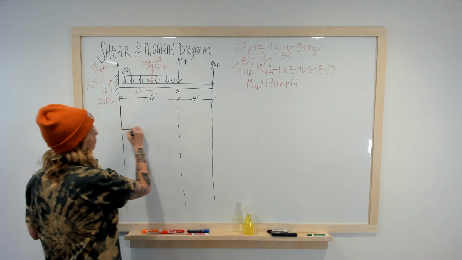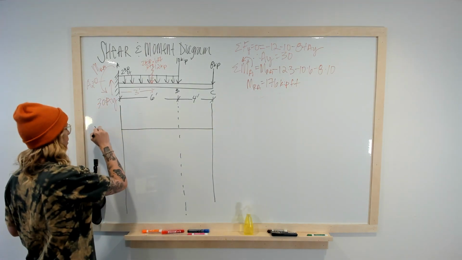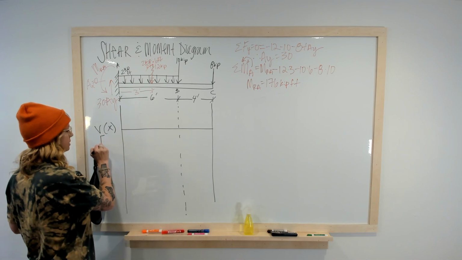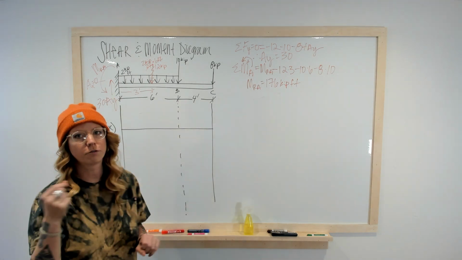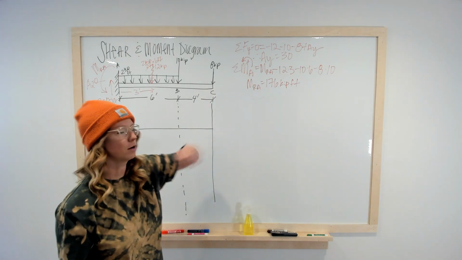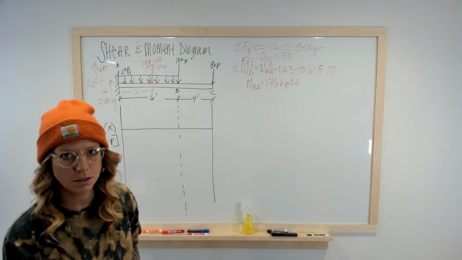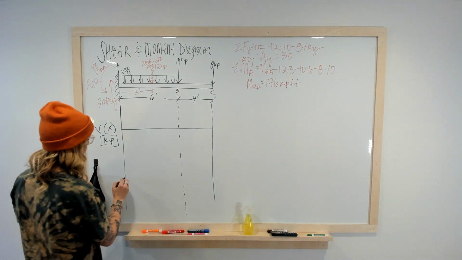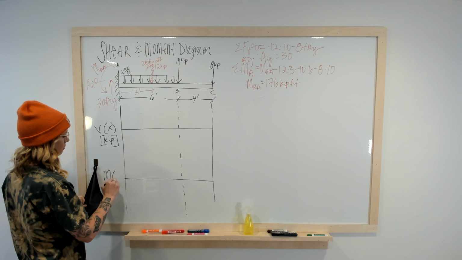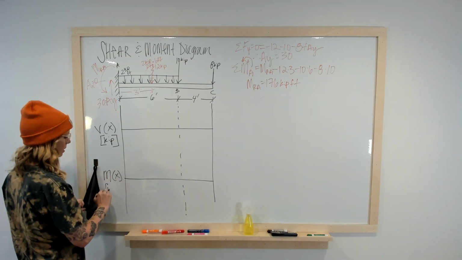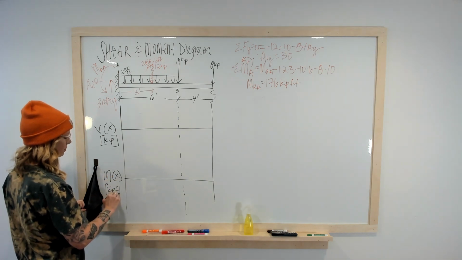All right, so our first thing we're going to have is shear, V of x, and that's in units of kips for this one. Shear is always going to be a force unit. Moment is always going to be a force times a distance unit. All right, and then we are going to have a moment with respect to x, and this is going to be in kip feet.